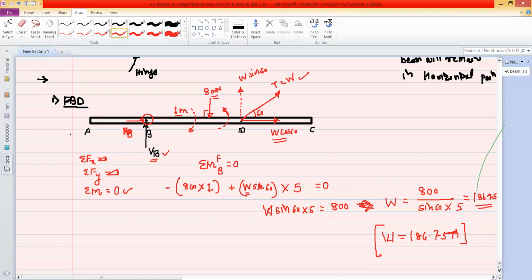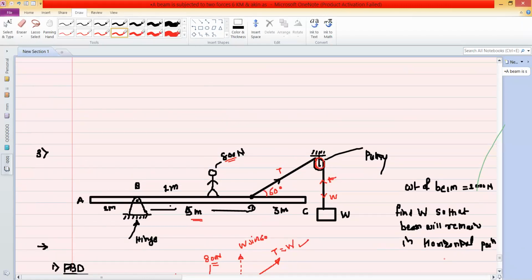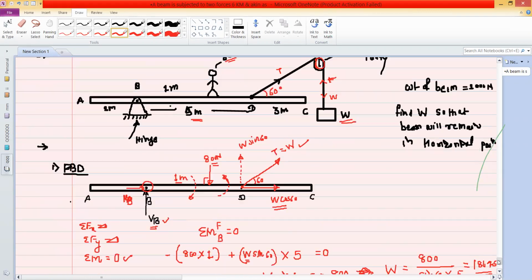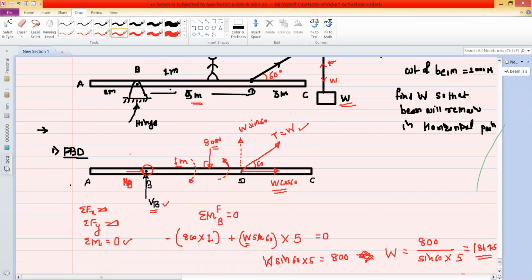So this value of the weight we must add so that the beam ABCD will remain in the horizontal position. And if you want to find out the remaining two unknowns, then you can use summation Fx equal to 0 to find HB, and summation Fy equal to 0 to find the vertical reaction VB. Okay, so I hope this problem is clear.